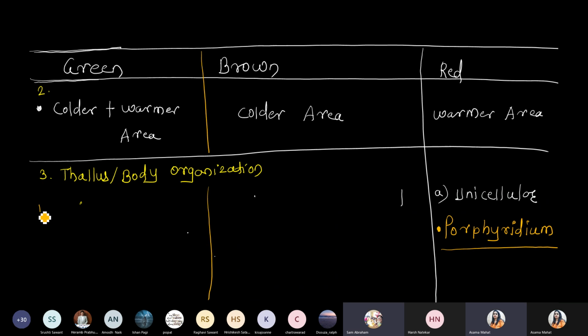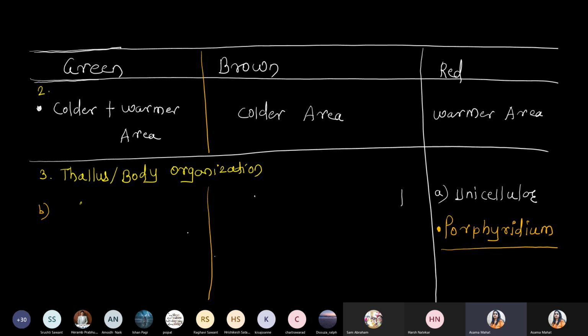What is after the unicellular? In the red algae, it's only written P. That is Porphyridium. This is a single example under the red algae.